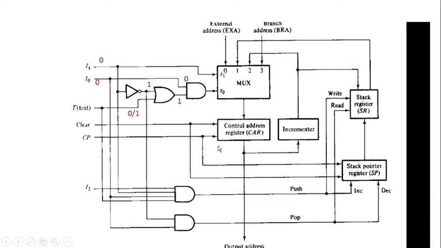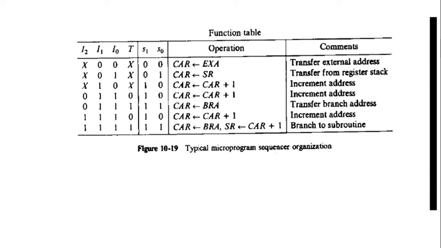So how did we configure these components like this? In order to understand the meaning of this configuration, consider this function table. Here the input values are arranged like this: I2, I1, I0, T, S1 and S0. I2 is don't care here, T is don't care. That means whatever value comes for I2 and T has no significance in this particular case, if I1 equal to 0 and I0 equal to 0, S1 equal to 0 and S0 equal to 0.